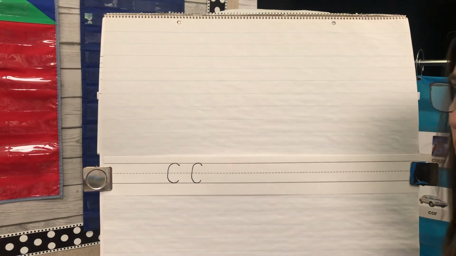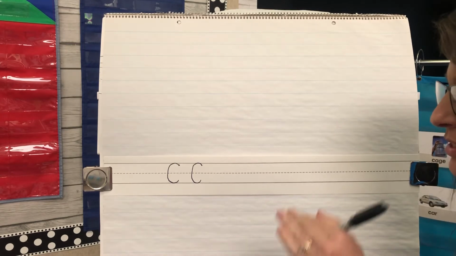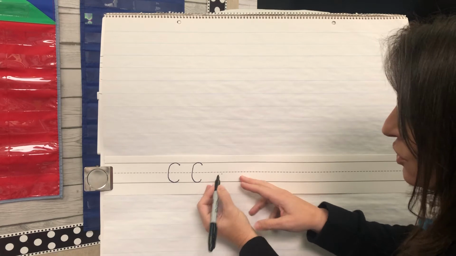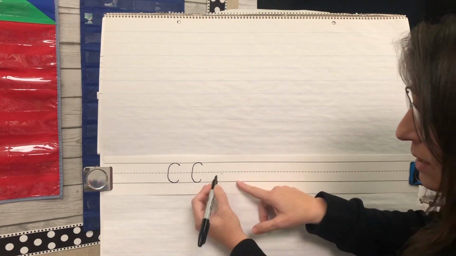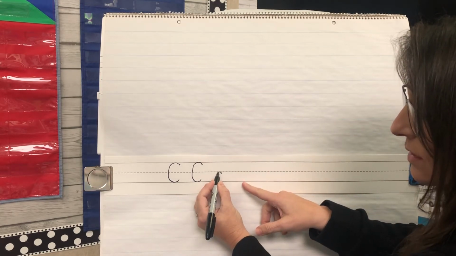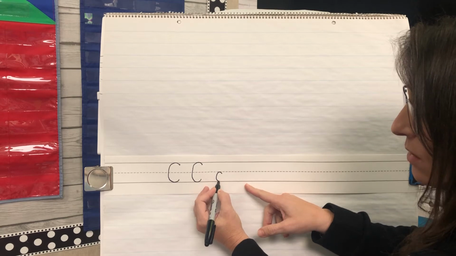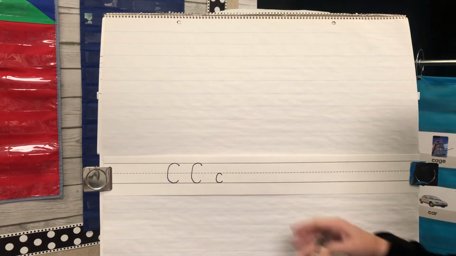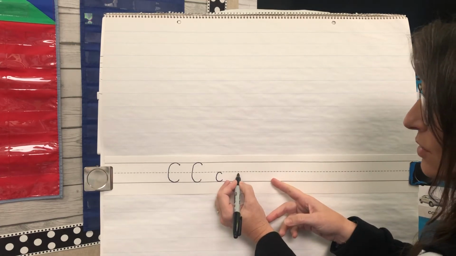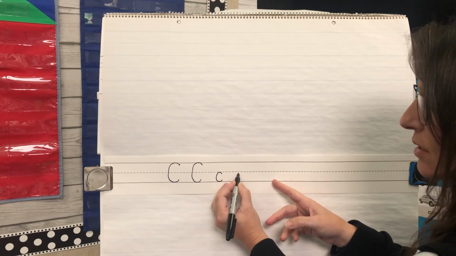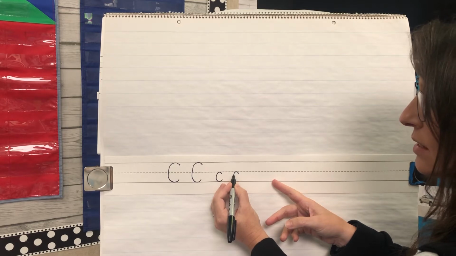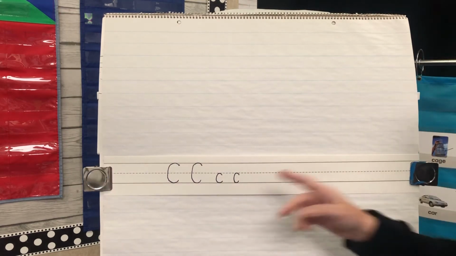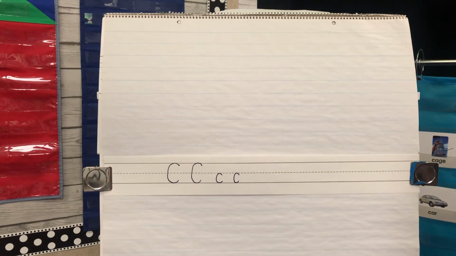Lowercase c looks the exact same way, except it's just underneath the dotted line. So I go a tiny bit under the dotted line, start right there, go up, touch the dotted line, down, touch the bottom line, come up just a little bit, and there's lowercase c. So again, right underneath that dotted line is where I'd start, go up, touch the dotted line, down to the basement, come up just a little bit, and that's how you make the letter C.